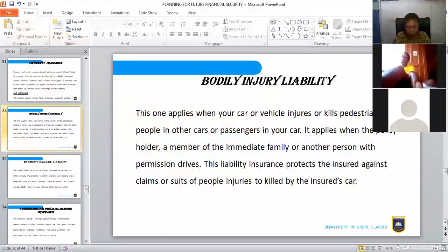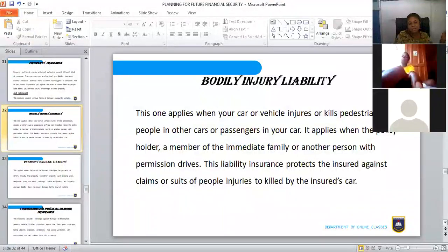And this liability insurance protects the insured against claims or suits of people injured, or people that are killed by the insured car. So even if the person is killed or loses his or her life, the insurance company will have to compensate the person who died or the person who is injured. The medical bills will be taken care of.